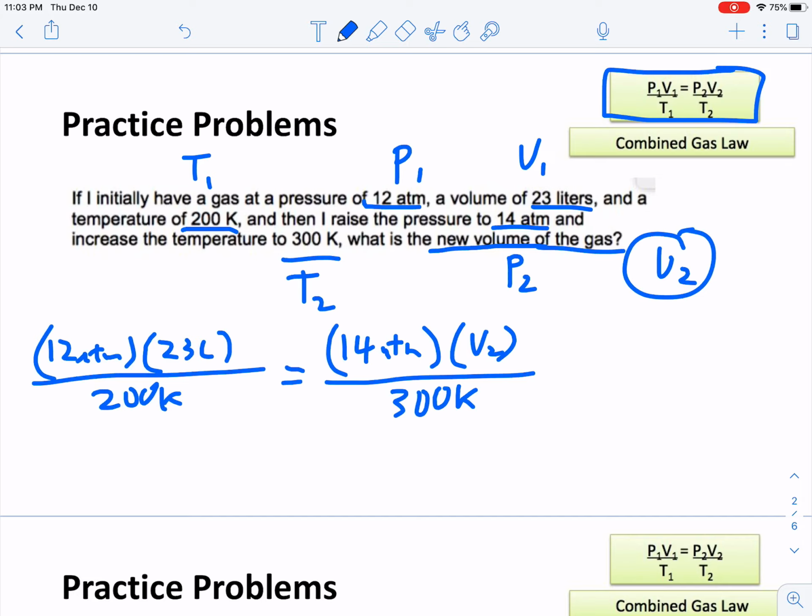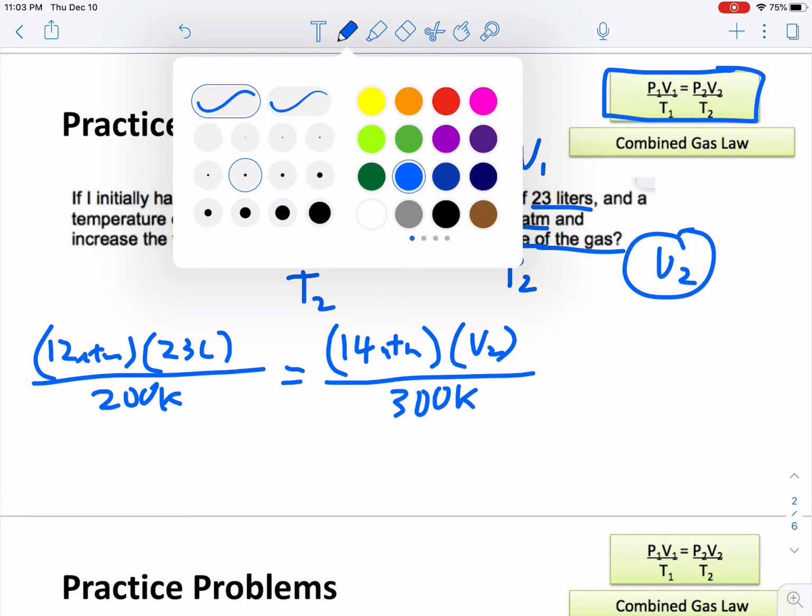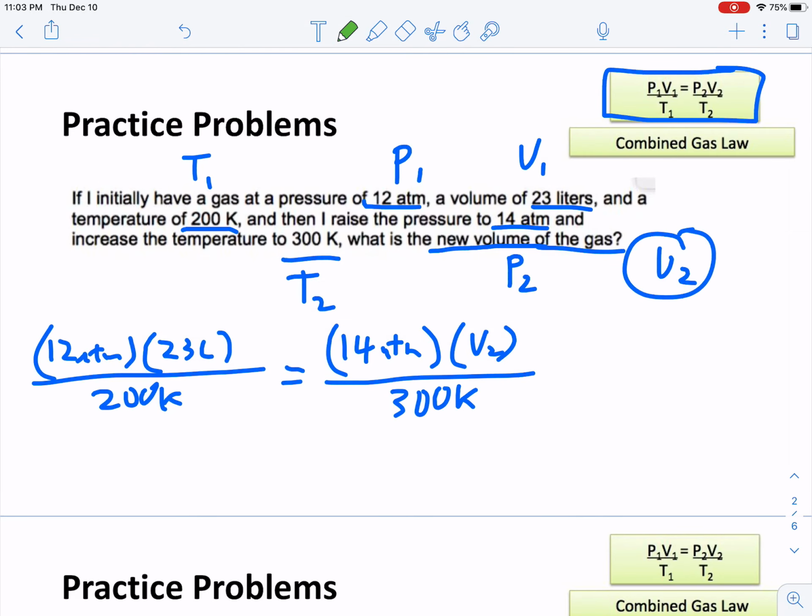So all you need to do to solve this is to cross multiply. So what I'm going to do is basically take 12 times 23 times 300. Actually, you know what? Let's use a different color for this. Might make it a little clearer. You're going to take 12 times 23 times 300 Kelvin, right? Those three. And I know with those three multiplied together, it should be equal to these three multiplied together.